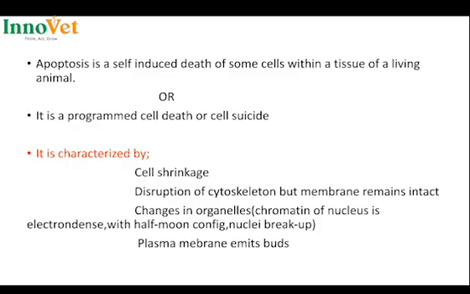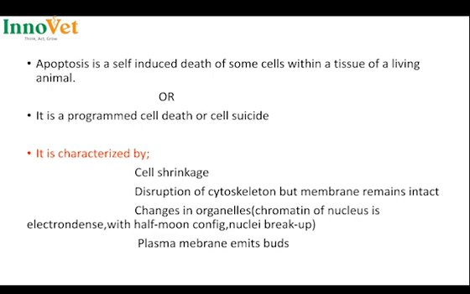First of all, what do we understand by apoptosis? This is a self-induced death of some cells within a tissue of a living animal, or it is a programmed cell death or cell suicide. Apoptosis is simply where the cell induces its own death.